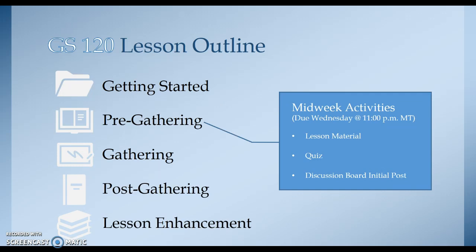The pre-gathering is composed of all of the midweek activities. These are all due by Wednesday at 11 p.m. Mountain Time. All of the due dates, and any times, are all in Mountain Time. So, for instance, if you live in the Pacific Time zone, your midweek activities will all be due Wednesday at 10 p.m., which would be 11 p.m. in Mountain Time.